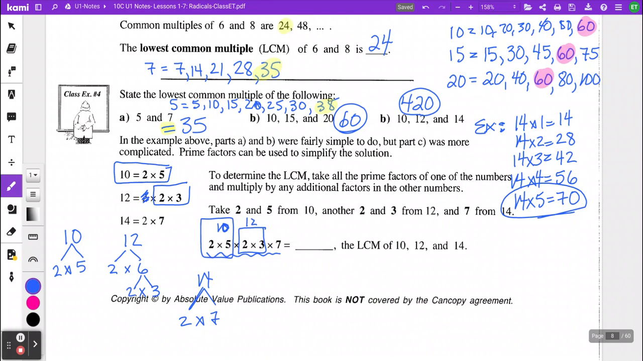And what is different in the number 14? Well, 2 is in common with all of them. The only other different number is a 7. So I would use the 7. Okay? So that's where we get all of our numbers. And now if I multiply all those numbers, I'm going to get 420. So it gets to the answer a heck of a lot quicker than me making those skip count lists or those multiplying lists that take forever.